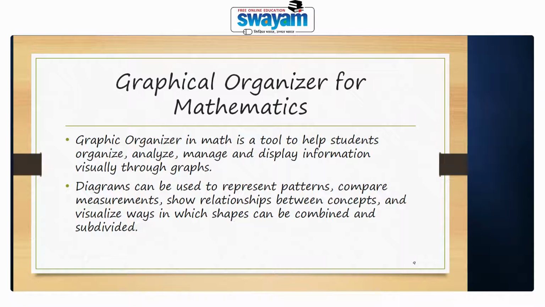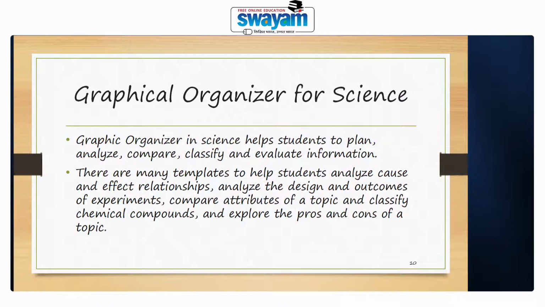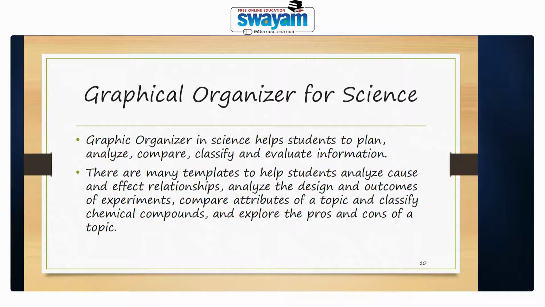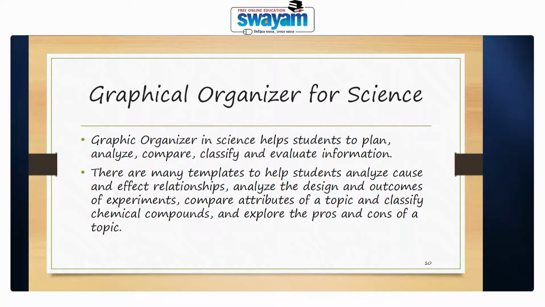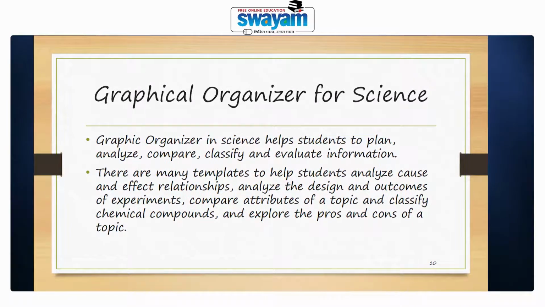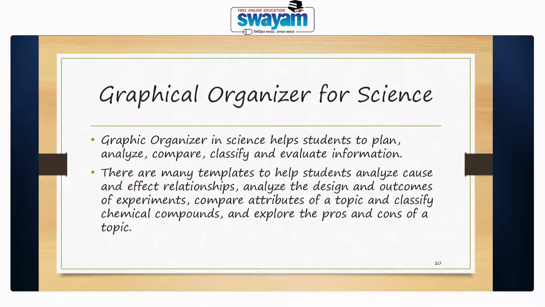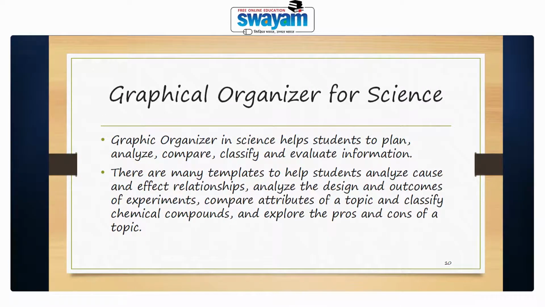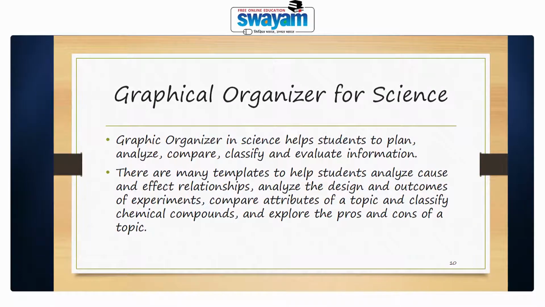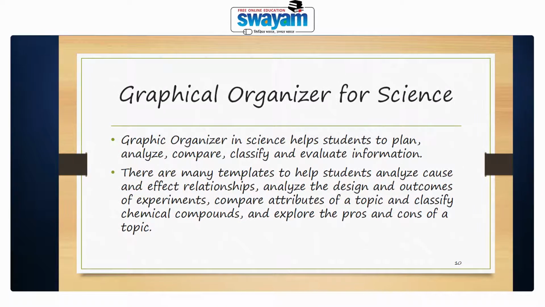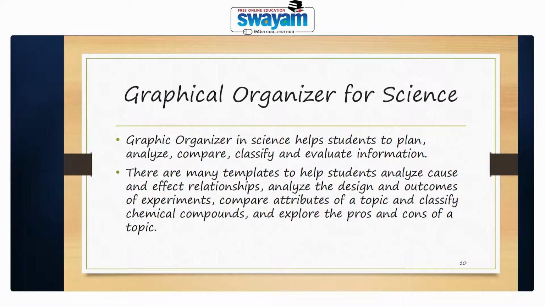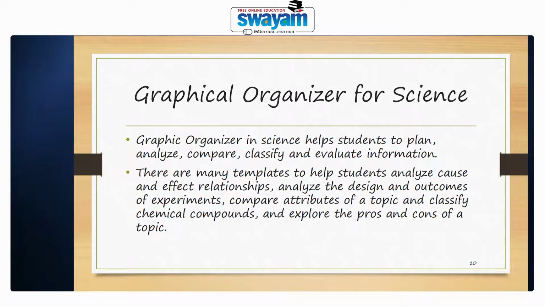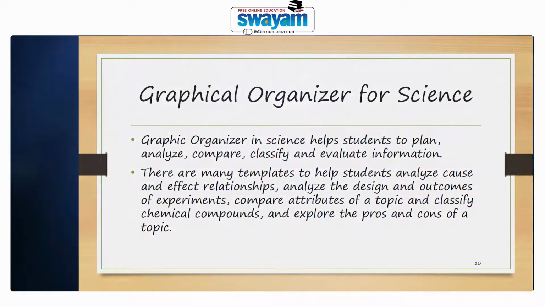Now, graphical organizers in science help students to plan, analyze, compare, classify and evaluate information. There are many templates to help students analyze cause and effect relationships, because in science we want to apply some cause and see some effects on that particular process. So, these types of diagrams help students to analyze cause and effect relationships, analyze the design and outcome of experiments, compare attributes of a topic, classify chemical compounds and explore the pros and cons of a topic.